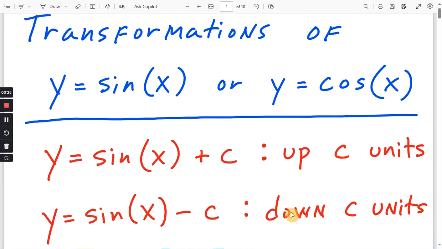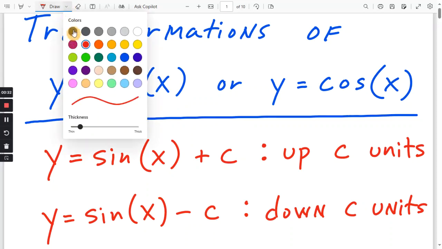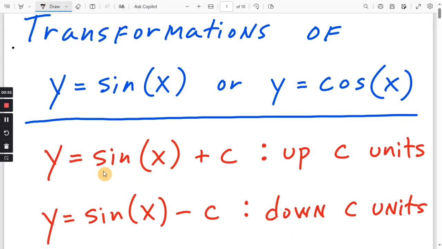All right, if you want to shift up or down, you just add or subtract from the original function. So this could be sine or cosine, but if the original function was the sine of x and you did plus c, that moves it up c units. Okay, and if you start with sine of x and you do minus c, that makes it move down c units. Okay, so it's the same thing as we've done in the past. You add or subtract from the original function and it moves it up or down that many units.